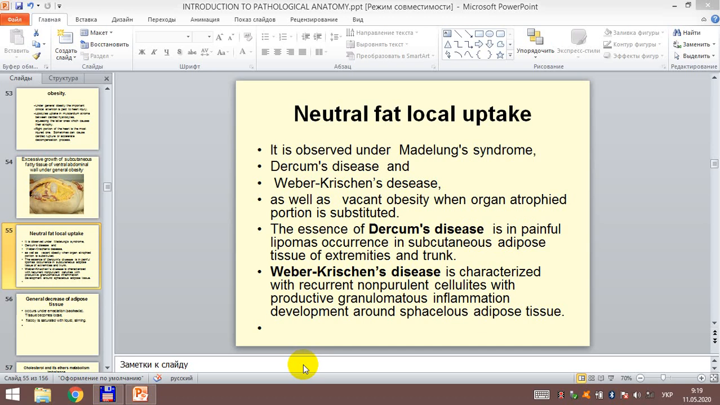Neutral fat local uptake is observed under Madelung syndrome, Lecrombe's disease, and Weber-Christian disease, as well as vacant obesity, when an atrophied organ portion is substituted. The essence of Lecrombe's disease is painful lipomas occurrence in subcutaneous adipose tissue of extremities and trunk. Weber-Christian disease is characterized with recurrent non-purulent cellulitis with productive granulomatous inflammation development around adipose tissue.